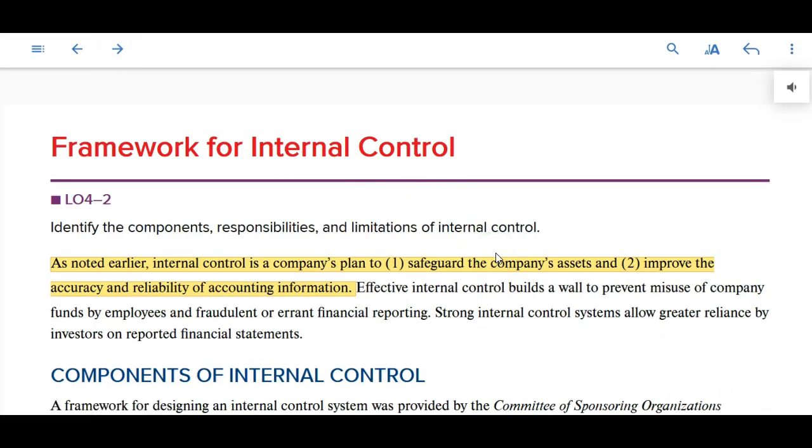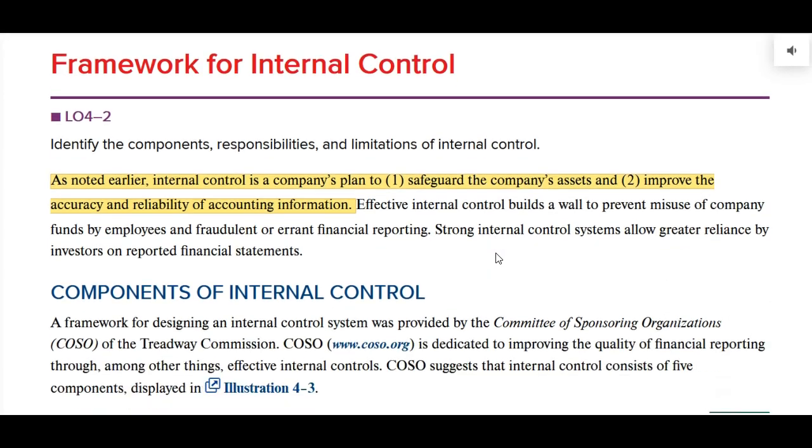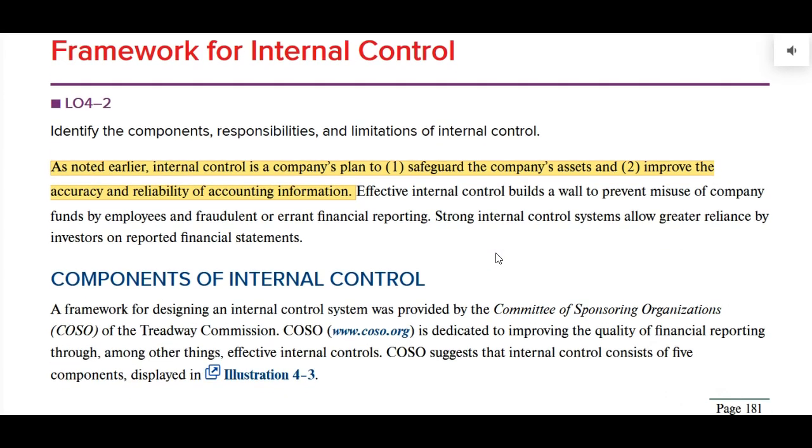framework of internal control. Let's touch on just a few points in this section. Now, as noted earlier, internal control is a company's plan to safeguard the company's assets and improve the accuracy and reliability of accounting information. In other words, the income statement, balance sheet, equity statement, and cash flow statement.